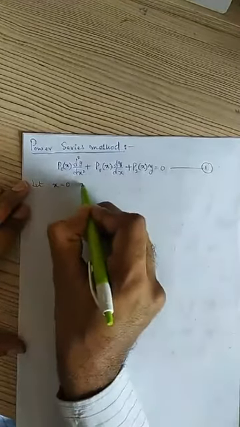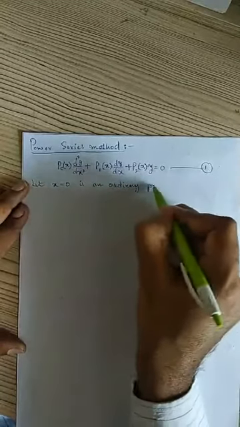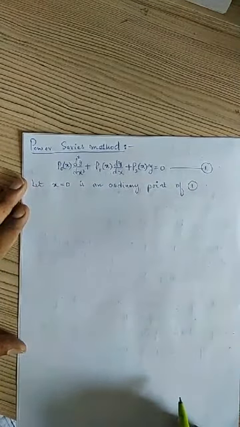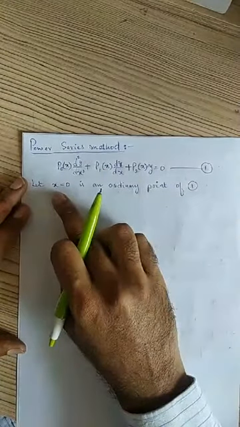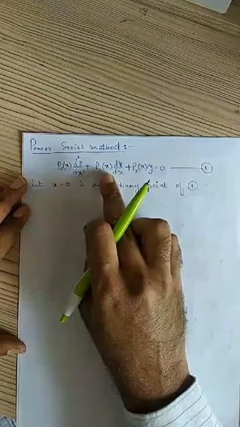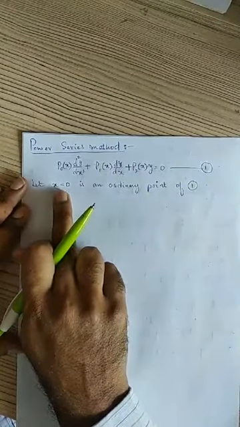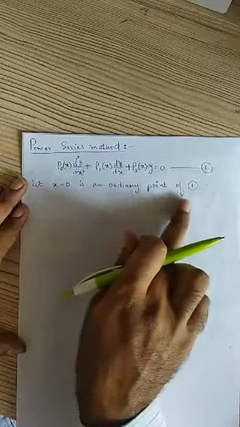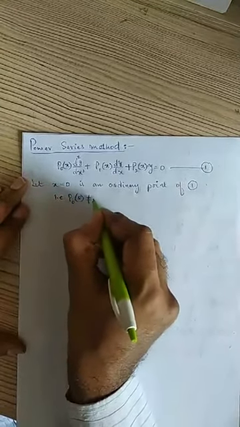So I'll assume that x equals 0 is an ordinary point of 1. This method is applicable only when, for the given equation, x equals 0 is an ordinary point. For any given equation, if we want to solve it by this power series method, the condition is that x equals 0 should always be an ordinary point of the equation. Now I am considering that x equals 0 is an ordinary point of 1. That is, p naught of 0 should be not equal to 0.